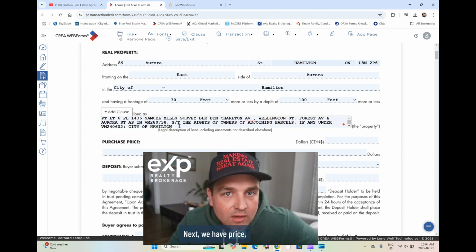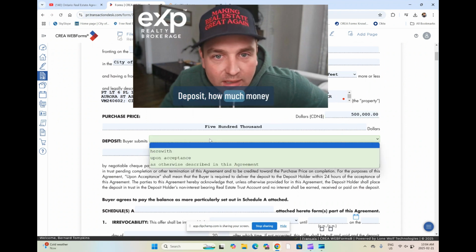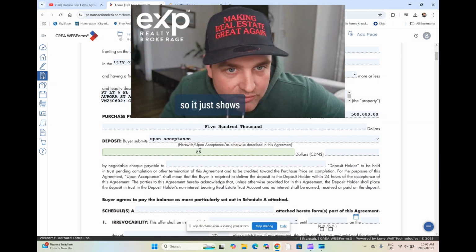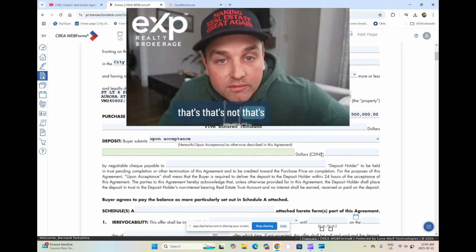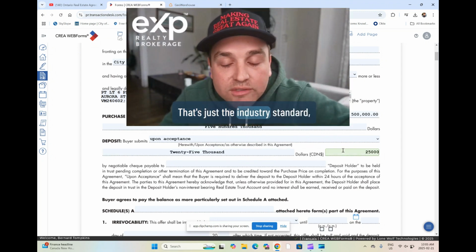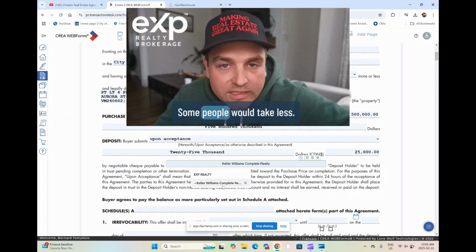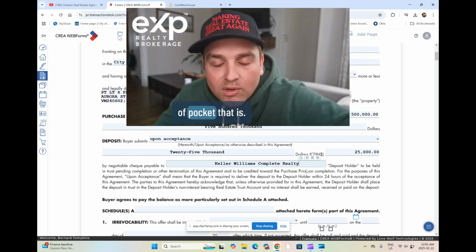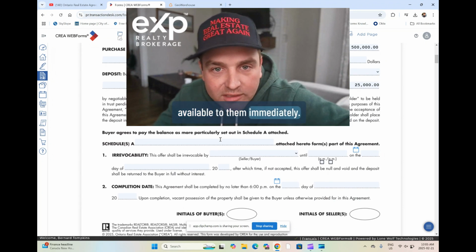Next, we have price, deposit, and closing dates. So price, how much is being offered for the property? Deposit, how much money will be given up front if the offer is accepted by the buyers? So it just shows commitment to the agreement. Usually it's 5%, but that's not written in stone. That's just the industry standard, but it's totally negotiable. Some people are asking more, some people would take less. Obviously, the bigger the property, the more money out of pocket that is, and some people might just not have those funds available to them immediately.